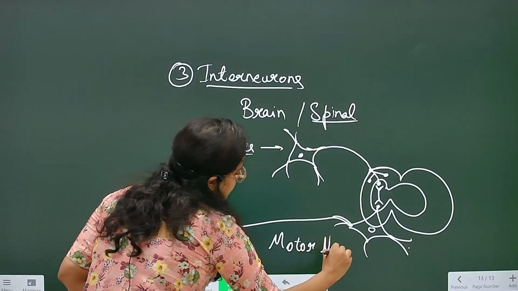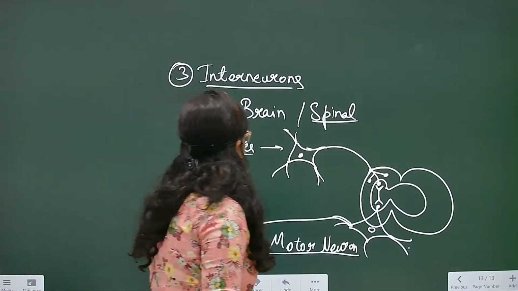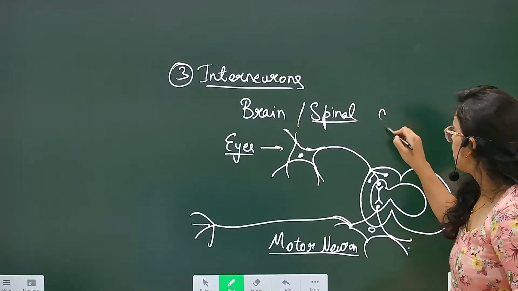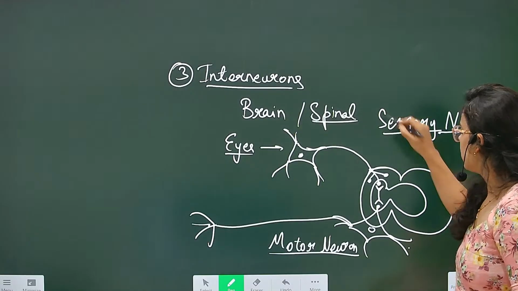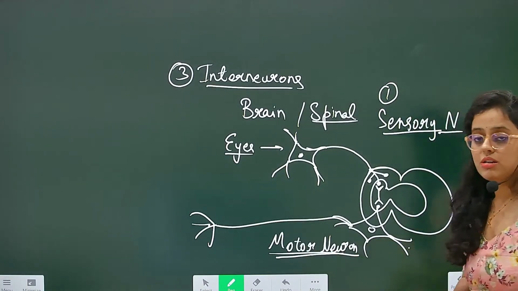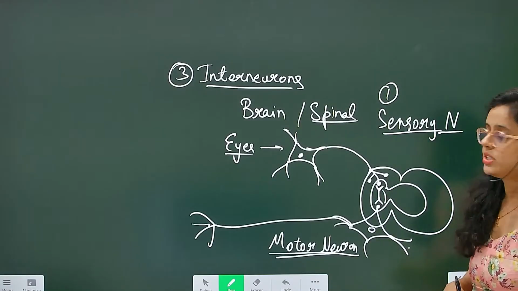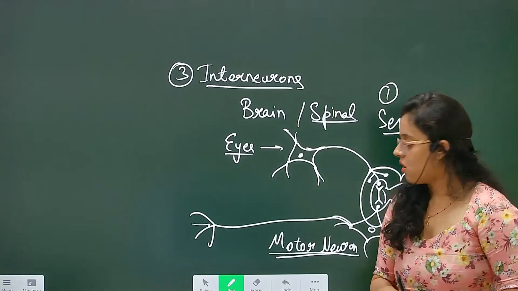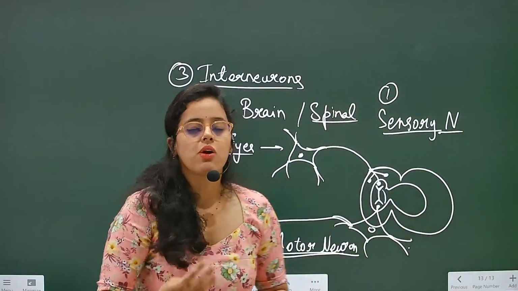So this is how the neurons are divided into three parts: sensory neuron, interneuron, and motor neuron. Here the first one is the sensory neuron, the second is the interneuron, and the third is the motor neuron. This small structure that is present between the axons of the sensory neuron and the dendrites of the motor neuron is called the interneuron. So there are three types of neurons according to function.